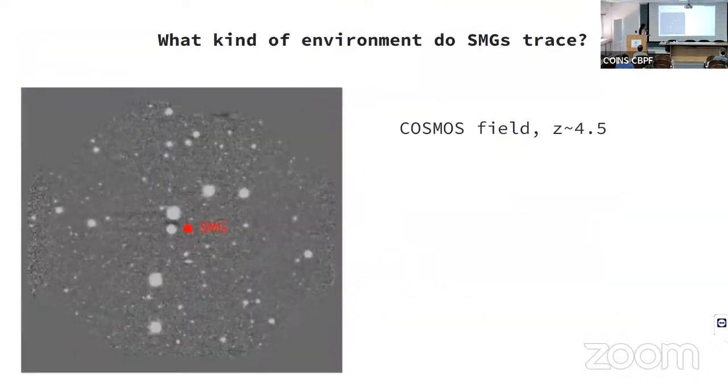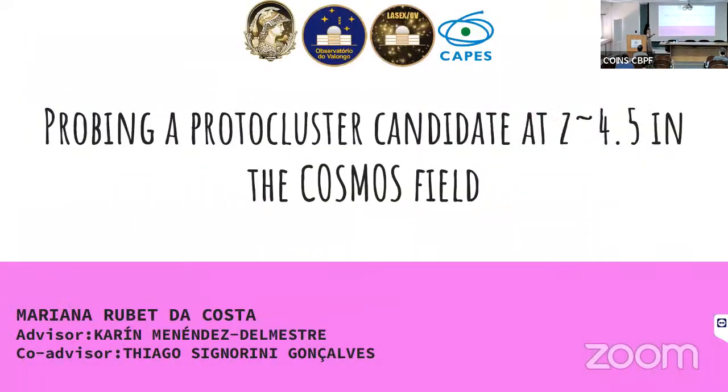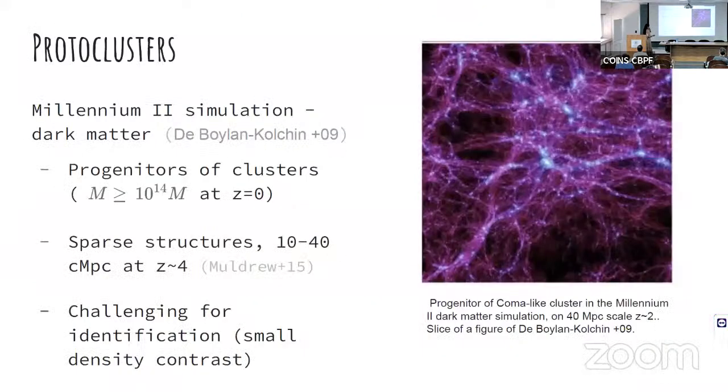Okay, and this is a dark matter simulation. And we see that protoclusters are sparse structures at high redshift. You can see here there are clumps of matter in this overall region. So this is a sparse structure that has not collapsed yet in a massive core with masses greater than 10^14 solar masses. And at redshift 4, it can reach scales of 10 to 14 comoving megaparsecs.